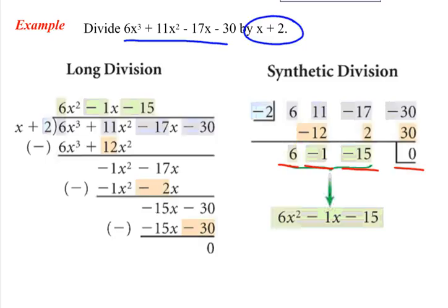The 0 is the remainder, the negative 15 is the constant, the negative 1 is the coefficient of the x term, and the 6 is the coefficient of the x squared term. So our final answer is 6x squared minus 1x minus 15, and you can see that that's exactly the same answer as we got when we did the long division.